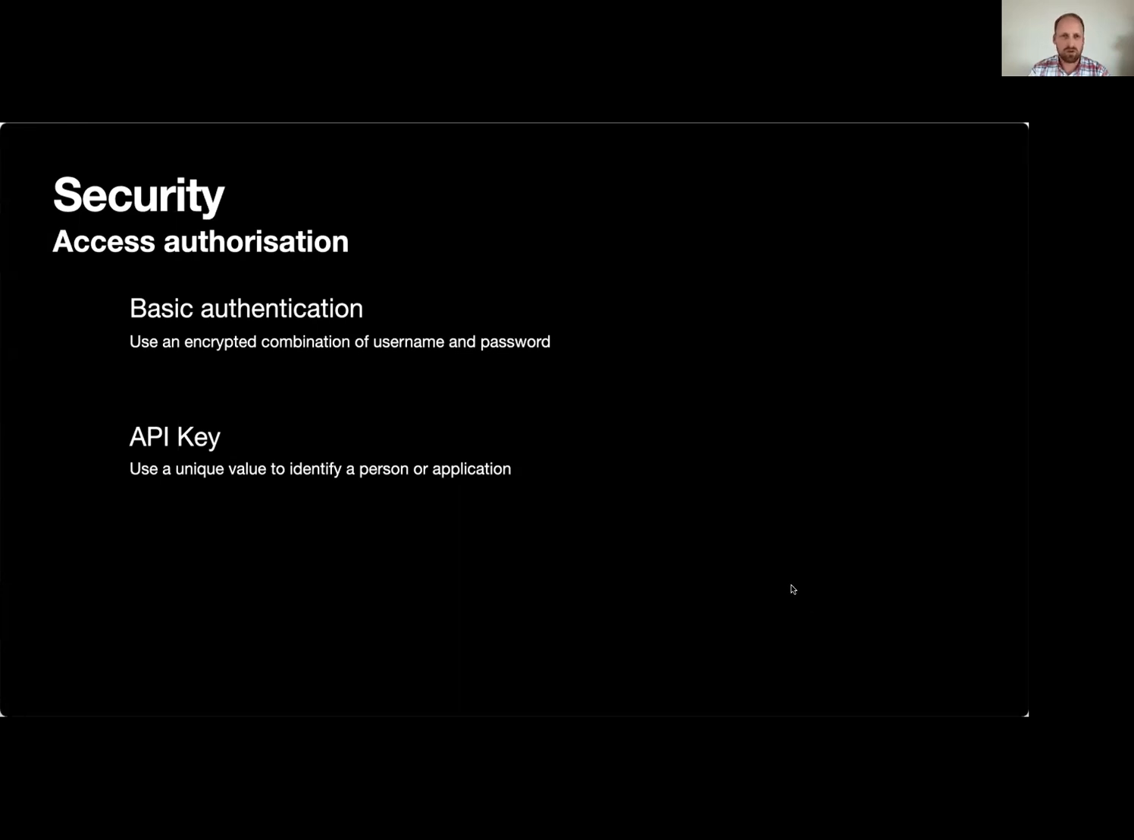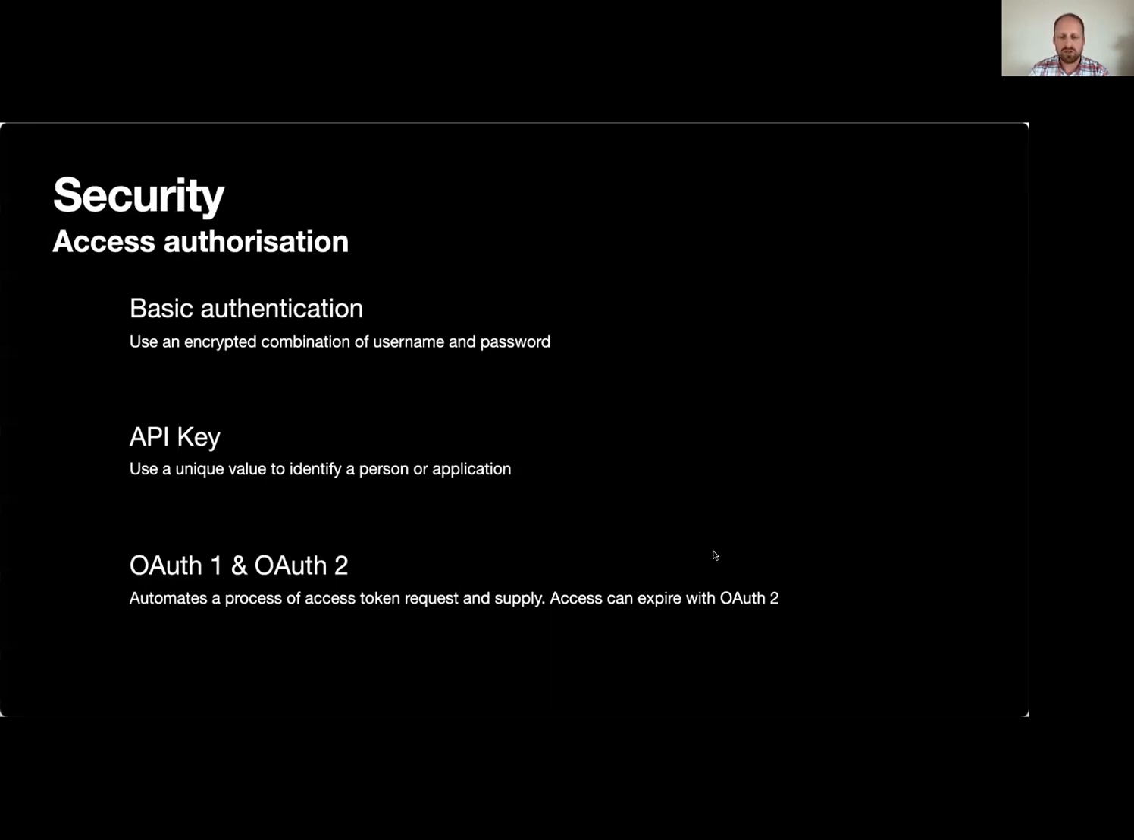So I think you'll probably find that more often than not, API keys are where your security experience will be based. You might have also seen these two, OAuth 1 and OAuth 2. These are popular as well, but they seem to take a lot of the process behind the scenes.